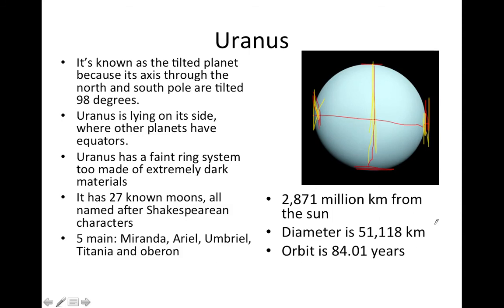Right. It has 27 known moons, and all of them are named after Shakespearean characters. The most popular ones are Miranda, Ariel, Umbriel, Titania, and Oberon. It also has a faint ring system as well, as we mentioned for Jupiter and Saturn, but its own faint ring is made up of extremely dark materials, actually the darkest materials you can find in the entire solar system.